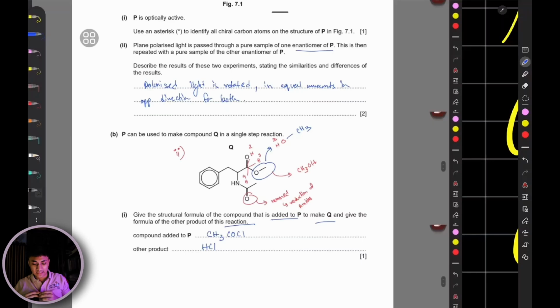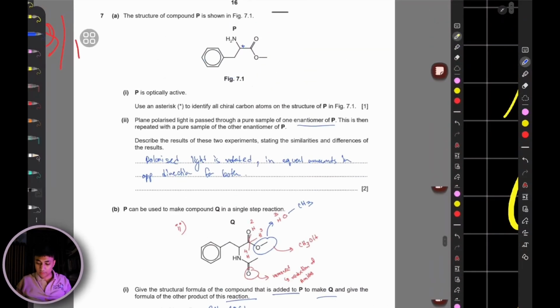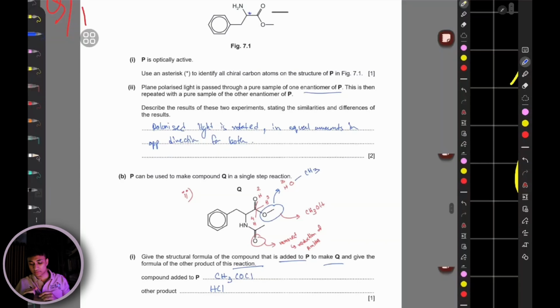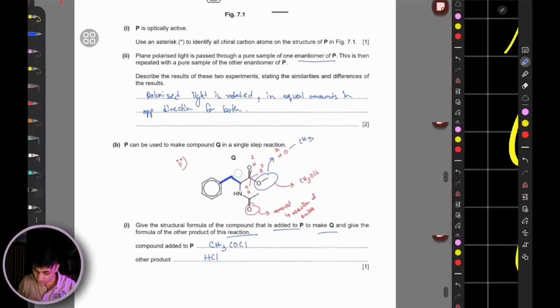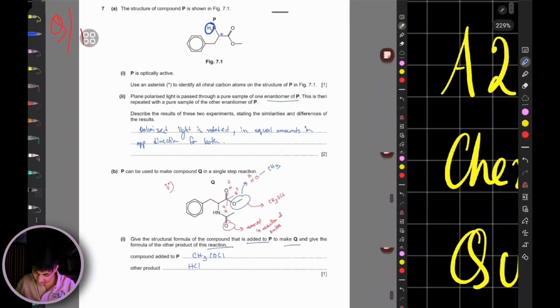Part B, this compound P can be used to make compound Q in a single step reaction. What is Q? So Q is a benzene structure added to your amine group, where one of the H has been substituted, mind you, one of the H has been substituted to bring in this structure. On the other hand, you still have your double bonded O, and you have this as well. So this part has not changed. However, over here, substituting one H atom, you have this carbonyl group, ketone group, right, attached to it.